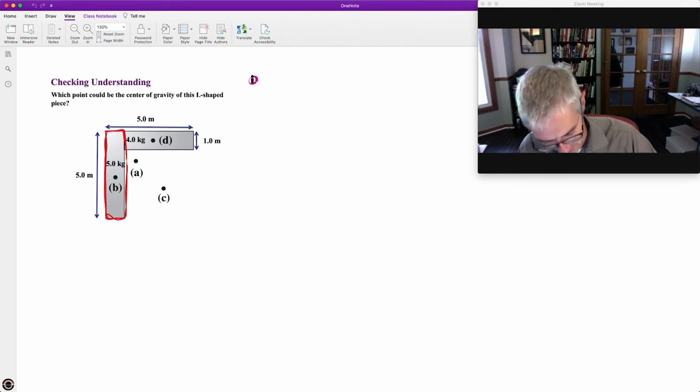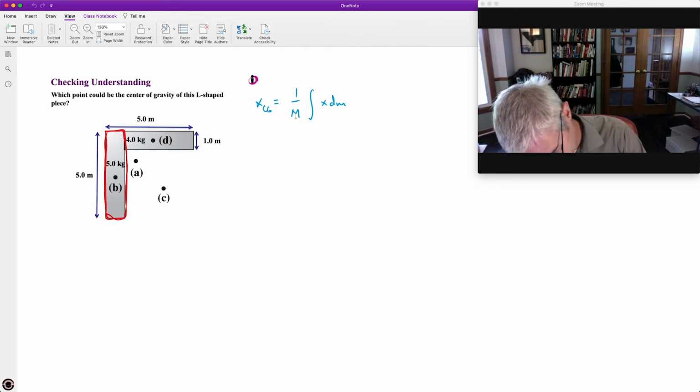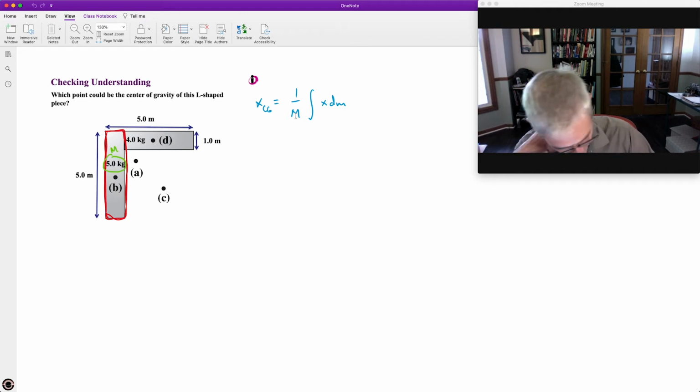All right. So we'll do the center of gravity in the x direction first. The way that the book represents it is this integral: 1 over the total mass, and then you integrate x dm. Now, that total mass, we know that that's 5 kilograms.